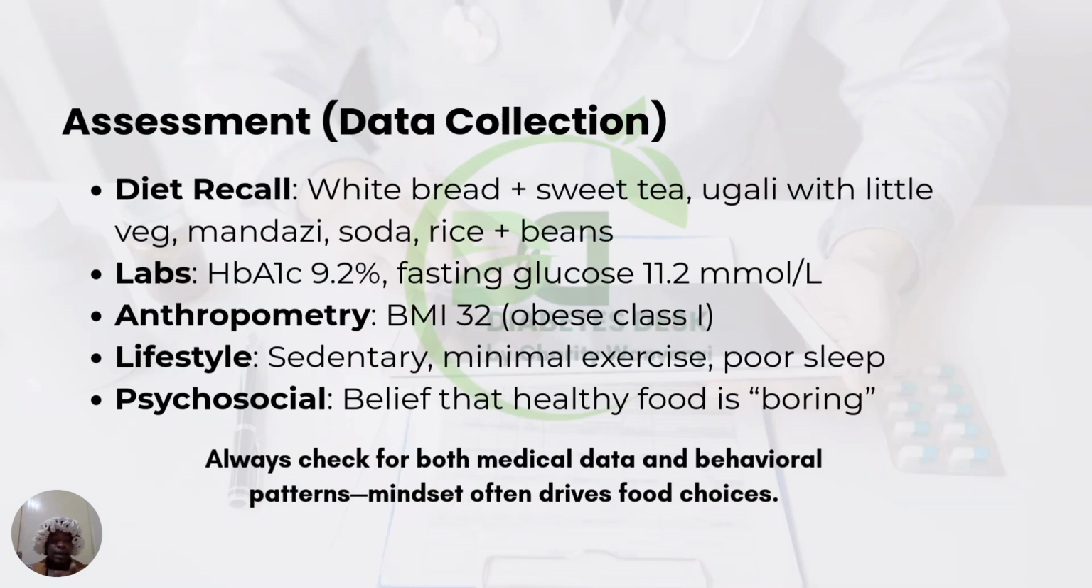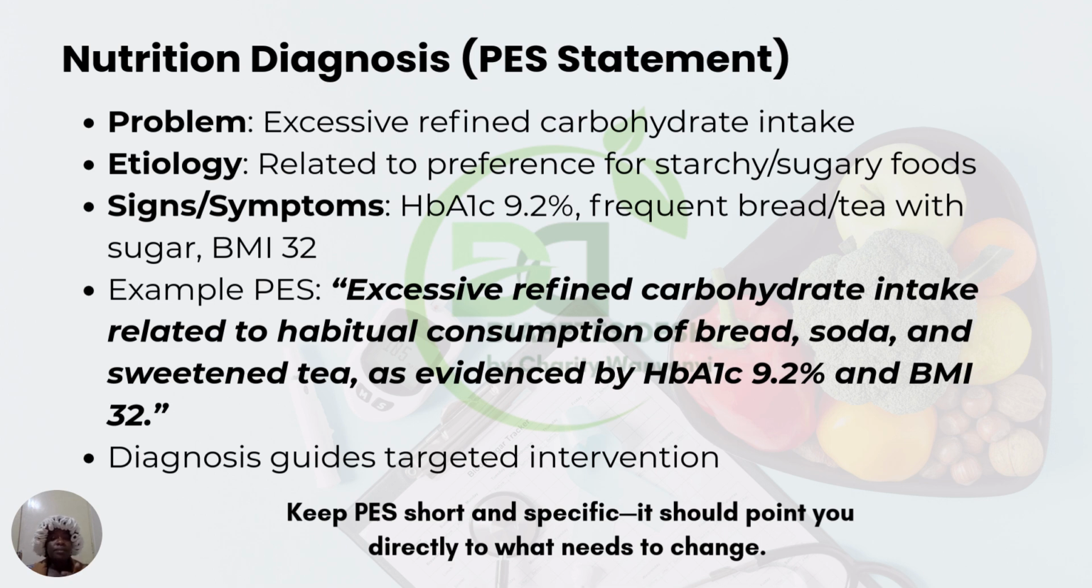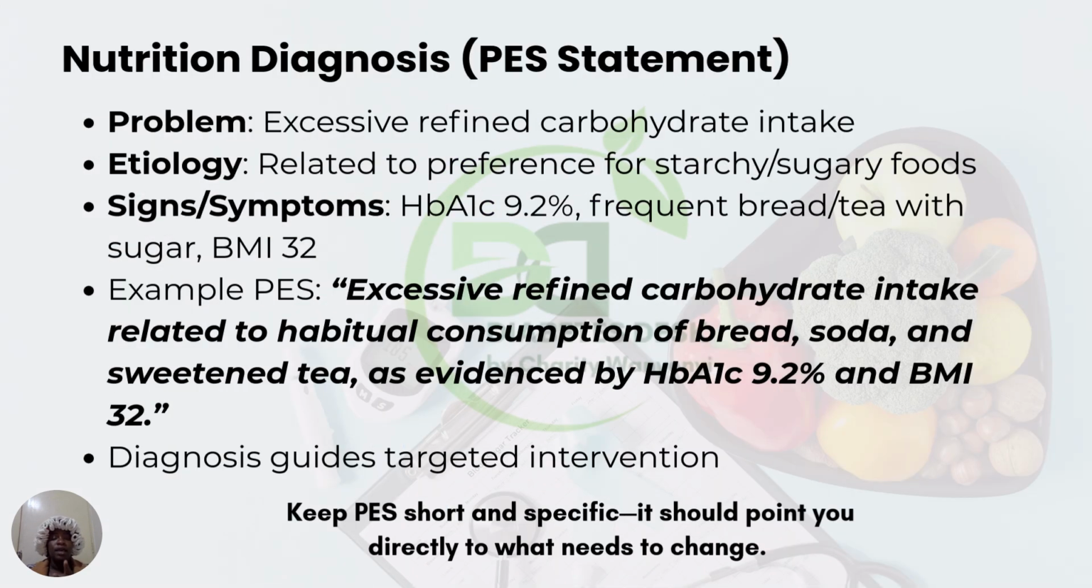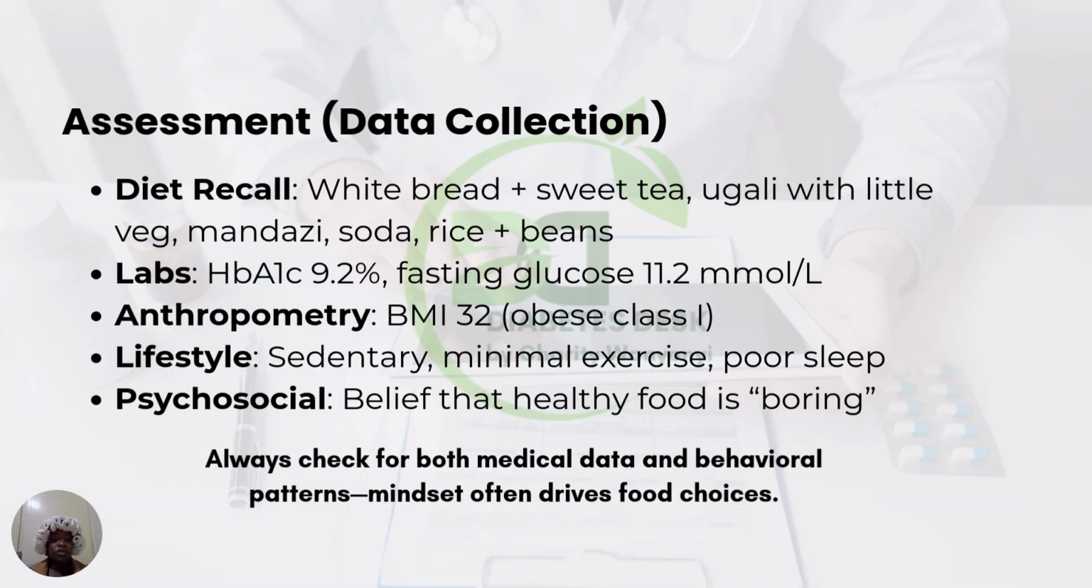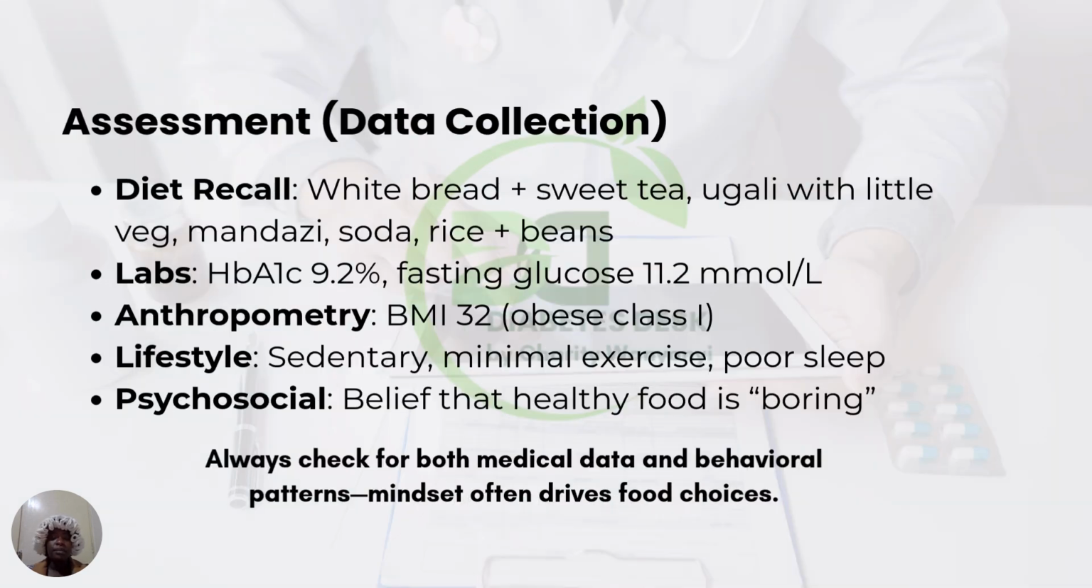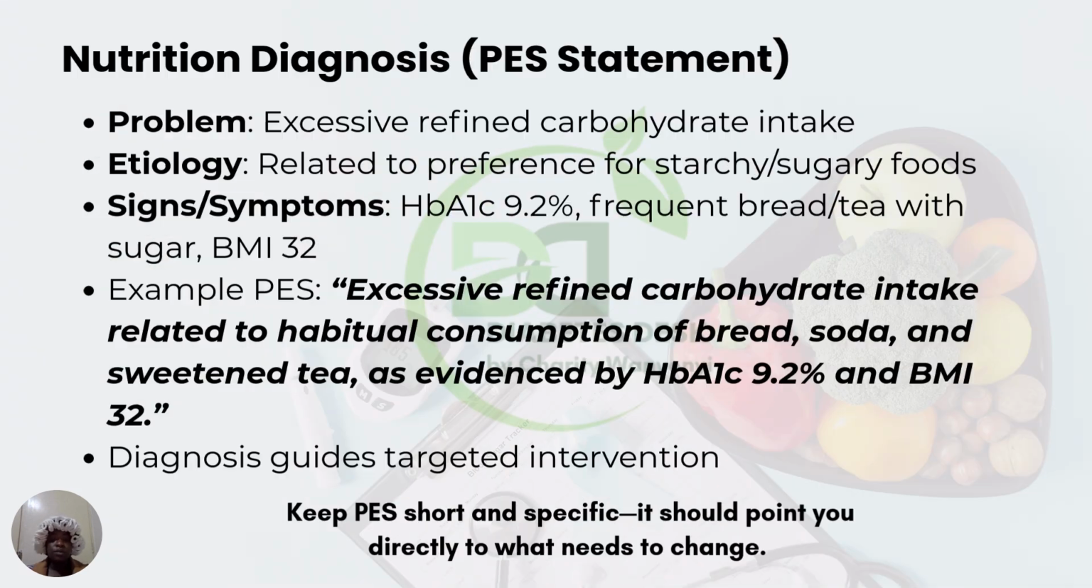Let's go back to her diet record. White bread, ugali. I'm sure the ugali is white. Mandazi, rice. Etiology related to preference of starchy, sugary food. Sweet tea. I'm sure that sweet tea is sweeter. Mandazi, soda. Yes. Signs and symptoms: HbA1c of 9.2, like we saw on the labs. And also you can use fasting of 11.2, and frequent tea, bread with sugar. And also you can see the BMI is 32, which is obese class 1.